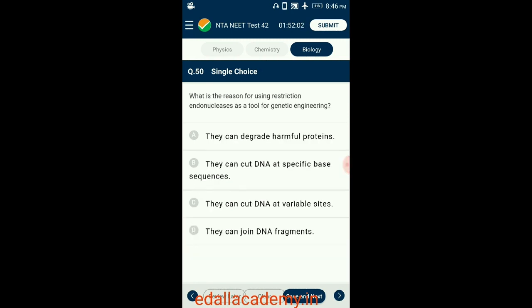Question number 50. What is the reason for using restriction endonucleases as a tool for genetic engineering?